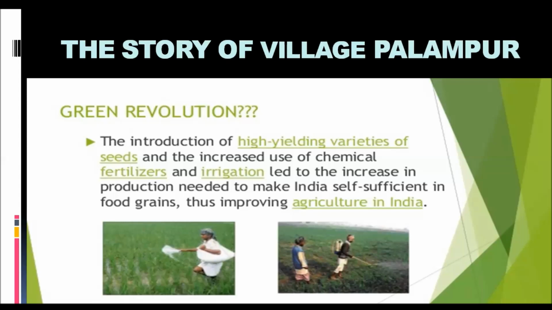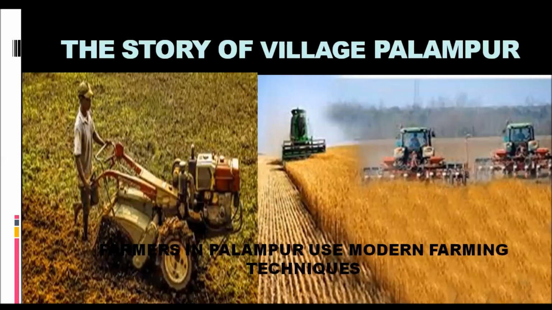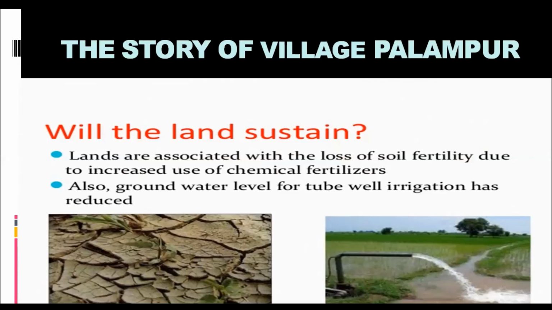And Palampur has practiced this, where they use modern techniques for farming. Also, they use hybrid varieties of seeds, which give more yield per hectare. Higher yields were only possible with the combination of HYV seeds, irrigation, chemical fertilizers, pesticides, etc.